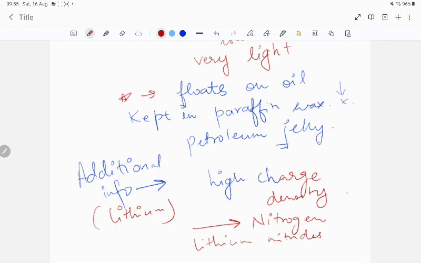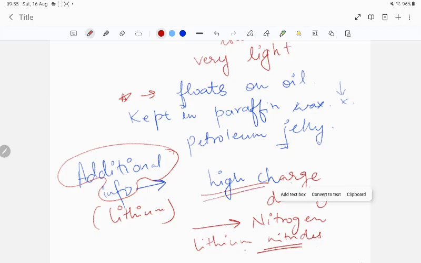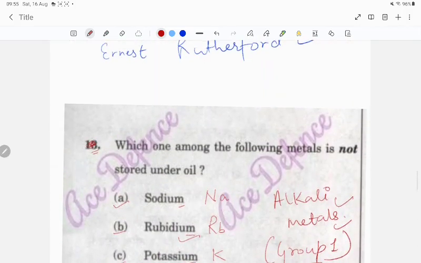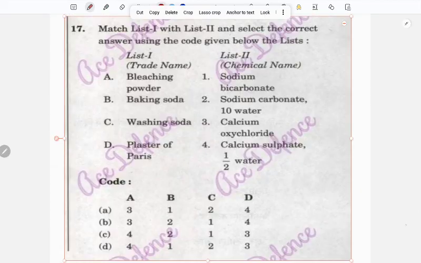So this is the information that you should be aware of. It carries high charge density, and it forms lithium nitride. So it is the only alkali metal with this property, because of its small size the charge density is high. Alright, I hope it is clear to everyone. So let's move on to the next question.